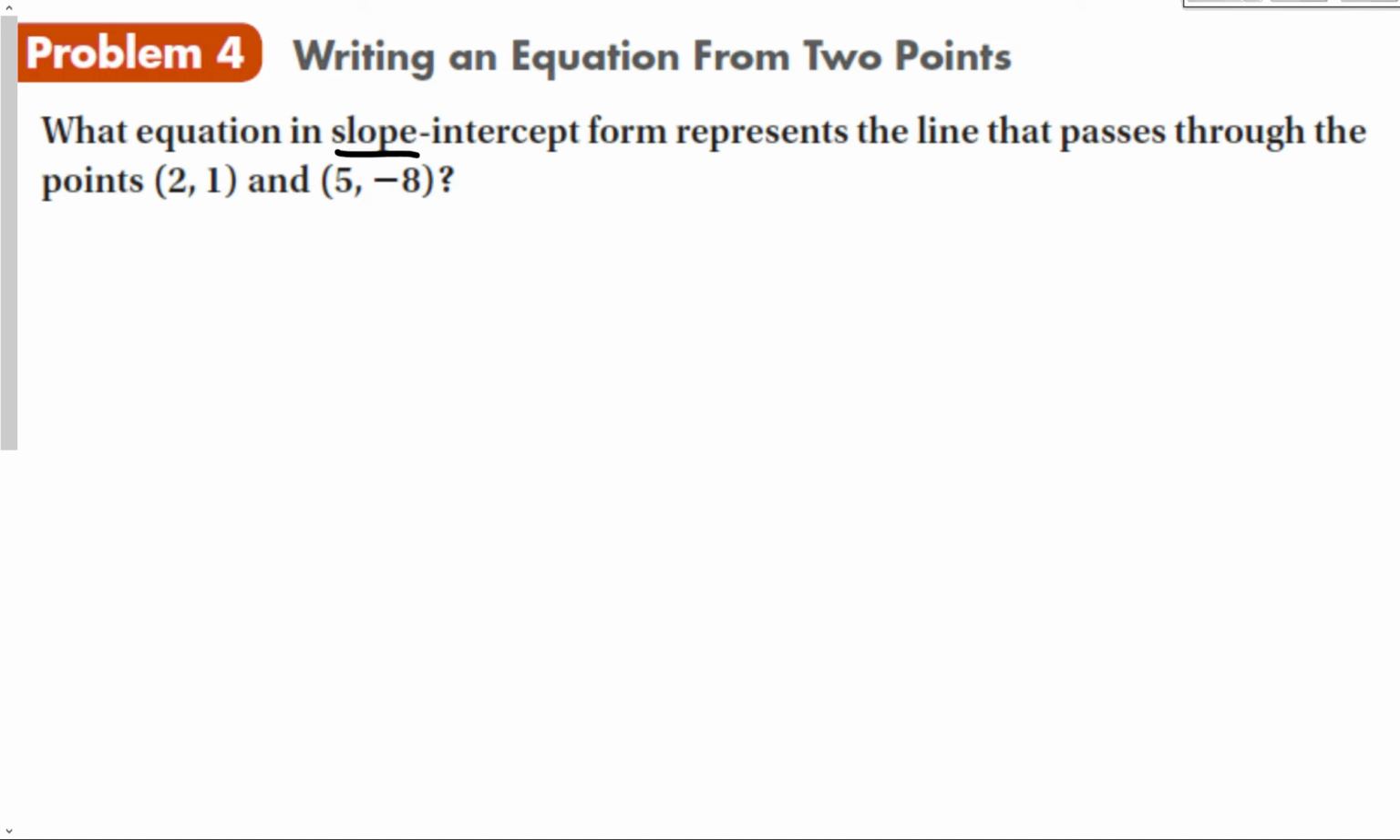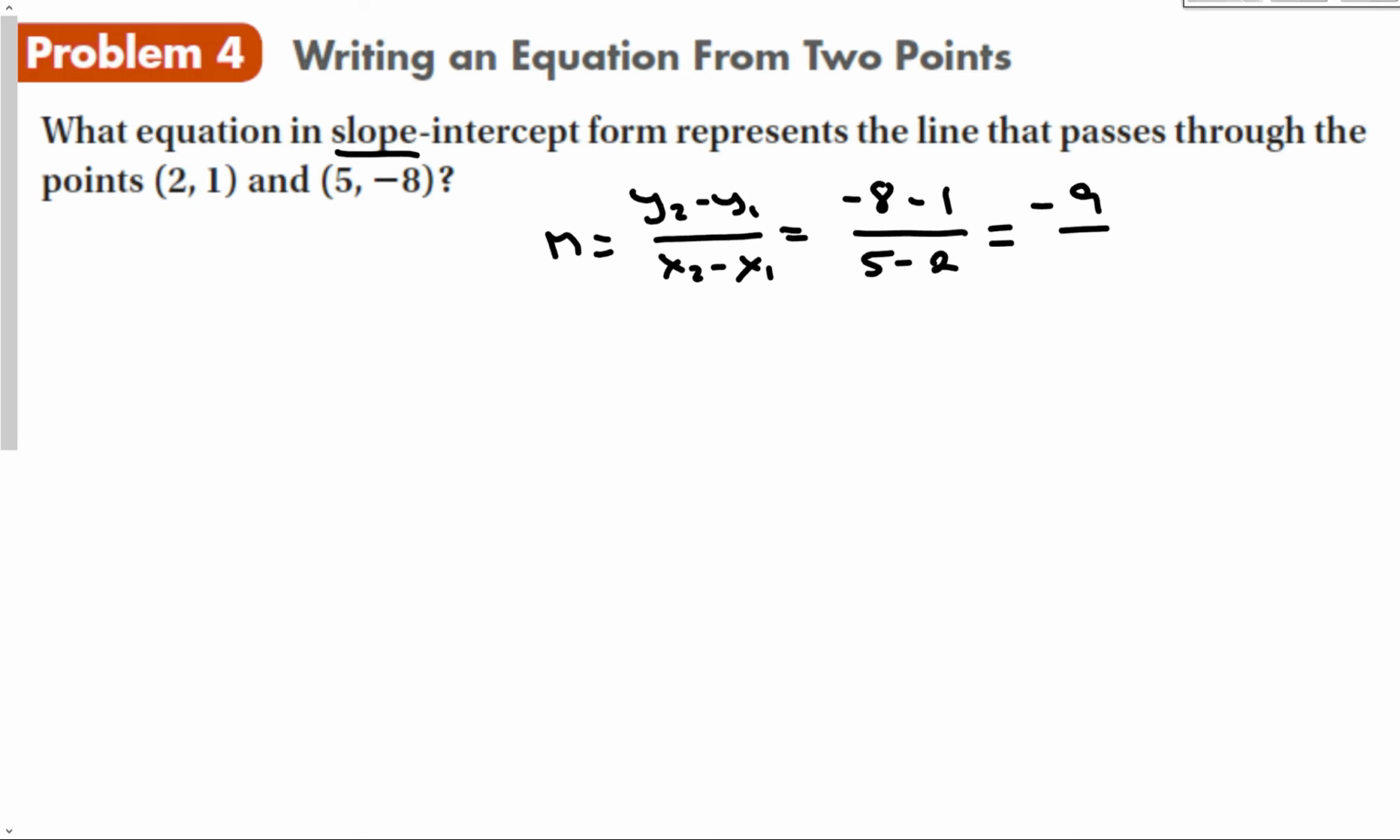So first, the equation is slope-intercept, so we need to find the slope. So remember that the slope is equal to y2 minus y1 over x2 minus x1 if we have 2 points. Okay, I can use either point I want as long as I start with the same one. Let's start with -8. So that's -8 minus 1 over 5 minus 2, which gives me -9 over a positive 3, which gives me a slope of -3.